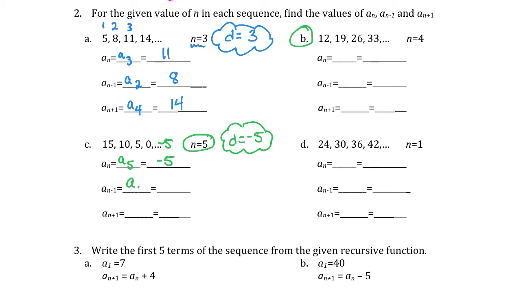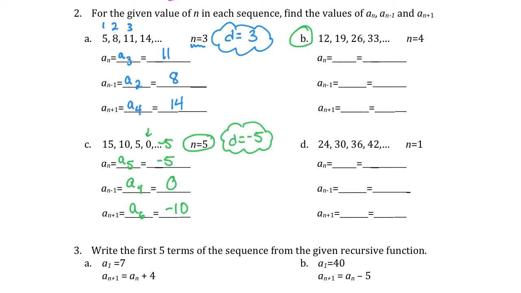My previous term would be a sub 4, and that would be the fourth term, which is 0 here. And my sixth term, once again, I don't see it, so my next term is going to be -10. So sometimes you have to just calculate those yourself by finding that common difference.